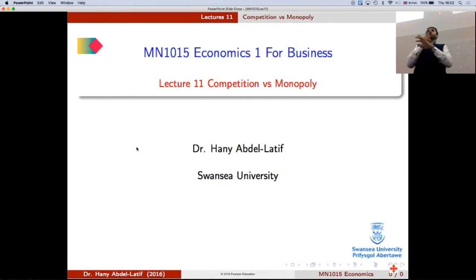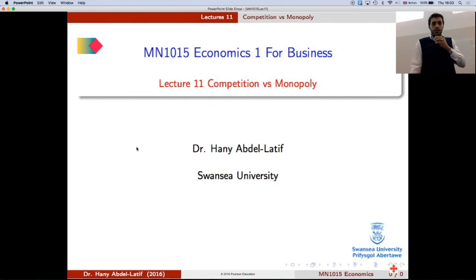We'll compare this today with monopoly, where a monopolist will have power or will have influence on the price. They can set the price actually. So compared to those firms working in a perfectly competitive market where they are price takers, the monopoly or a monopolist will have the power to set the price. We'll see this in a few minutes.